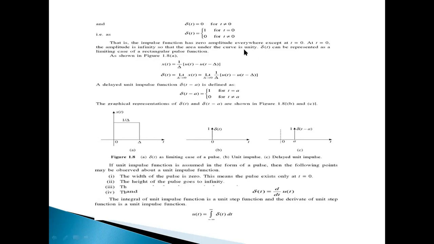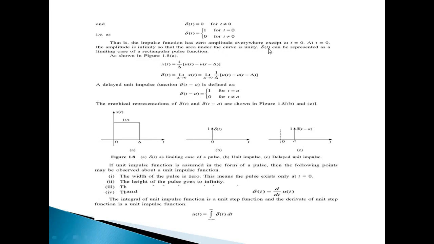This will be understood by the EC students when they get to RVSP, random variable and stochastic processes. And the EEE students also have signals and systems, and they can understand the signals that we learn in control systems also.